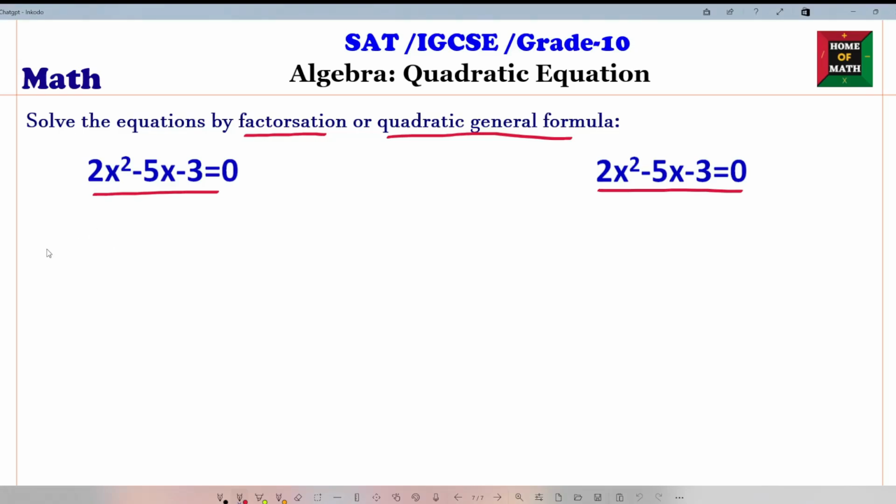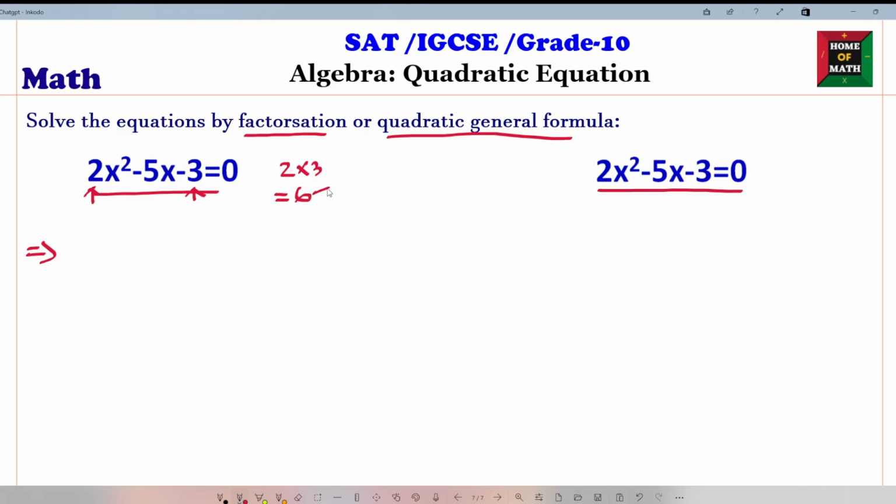First, we have to solve by factorization. Look, 2x² - 5x - 3. The x² coefficient is 2 and 3 is the constant. So 2 times 3 means 6. So this 6 we have to make -5.